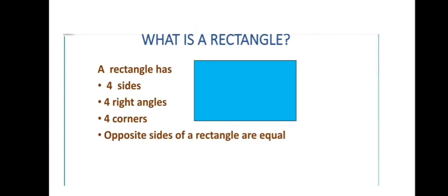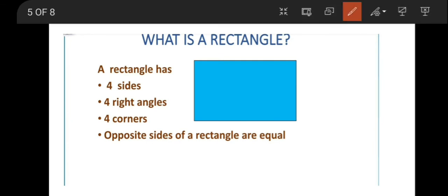Now children, let us discuss rectangles. A rectangle is a four-sided closed polygon. It has four right angles. Angles are here. It has four right angles and four corners. These are corners. But in a rectangle, opposite sides are equal. These two opposite sides are equal. And to find the perimeter of a rectangle, we add all sides.